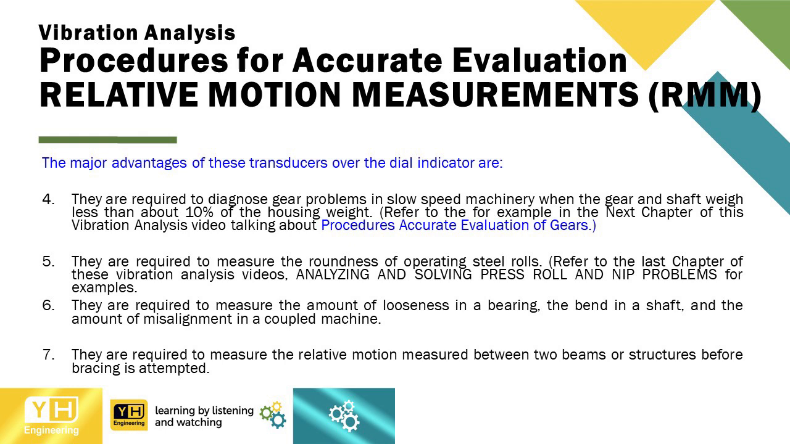Refer to the last chapter of these vibration analysis videos, analyzing and solving press roll and nip problems, for examples. Number 6, they are required to measure the amount of looseness in a bearing, the bend in a shaft, and the amount of misalignment in a coupled machine. Number 7, they are required to measure the relative motion between two beams or structures before bracing is attempted.